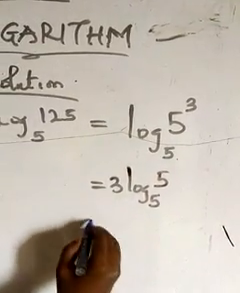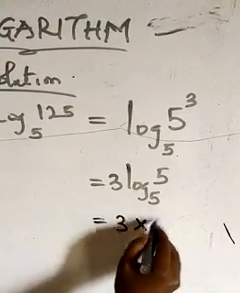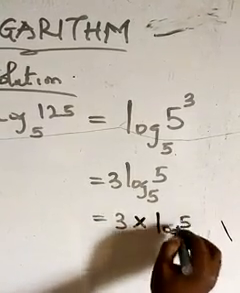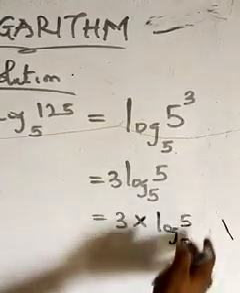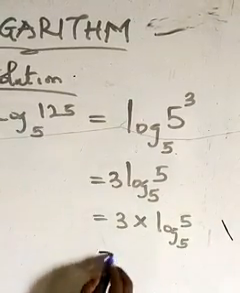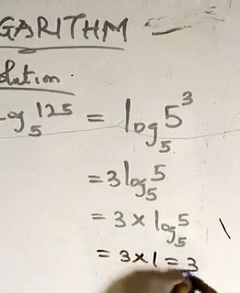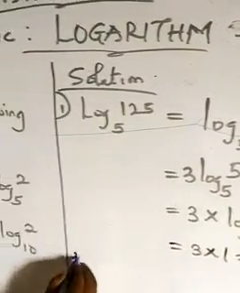Now we have 3 multiplied by log 5 base 5. In our law, we know that once you have the same base as your number, it gives you 1. So 3 times 1 equals what? 3. Our answer is 3. Now, we move to the second one.